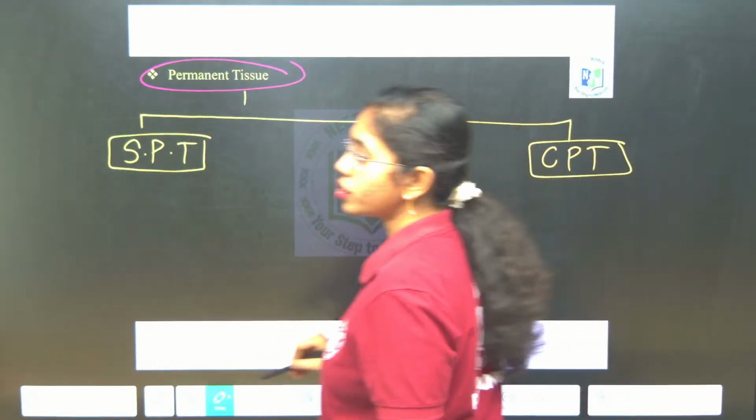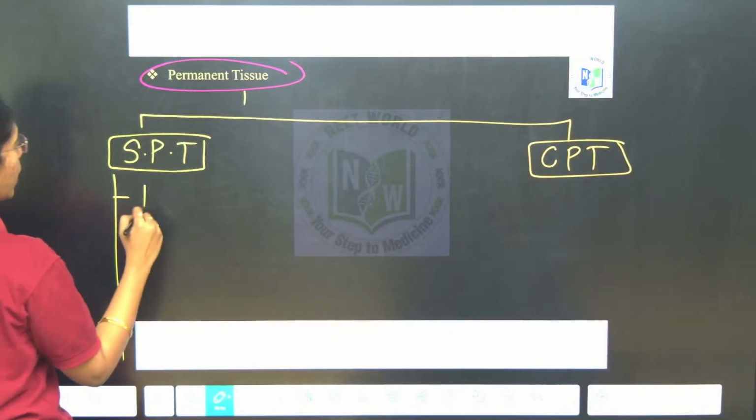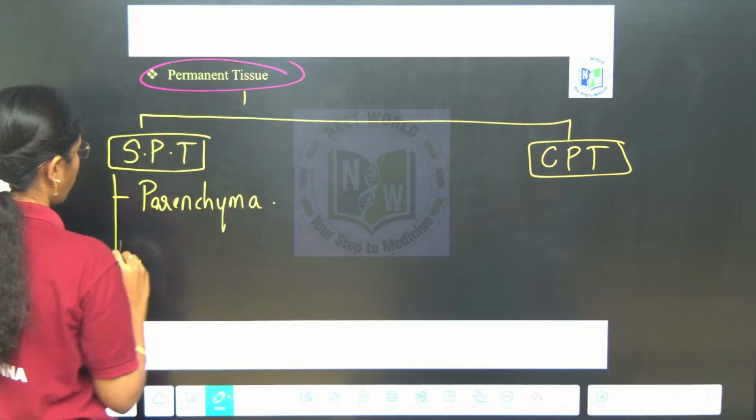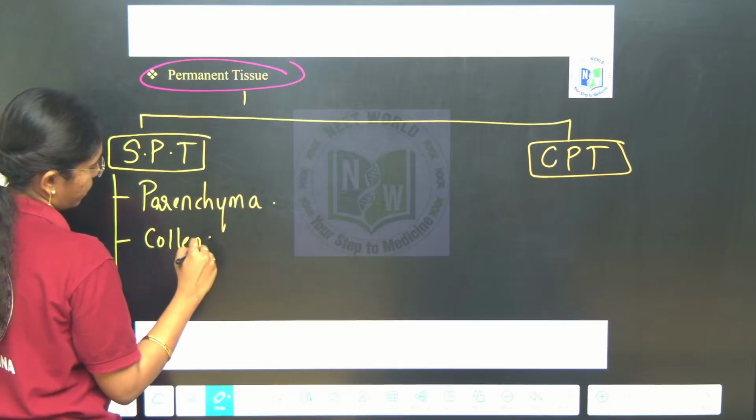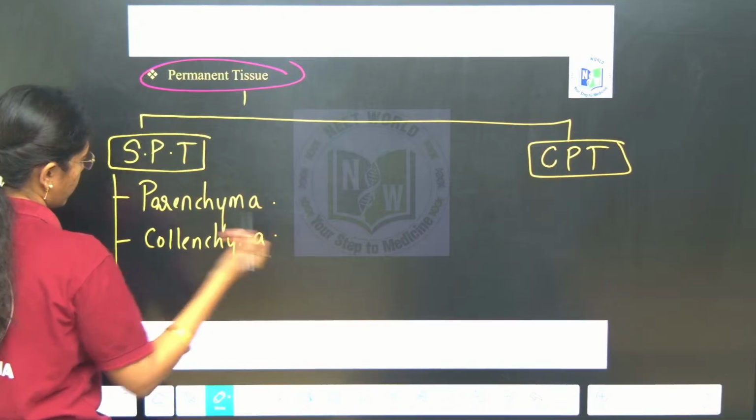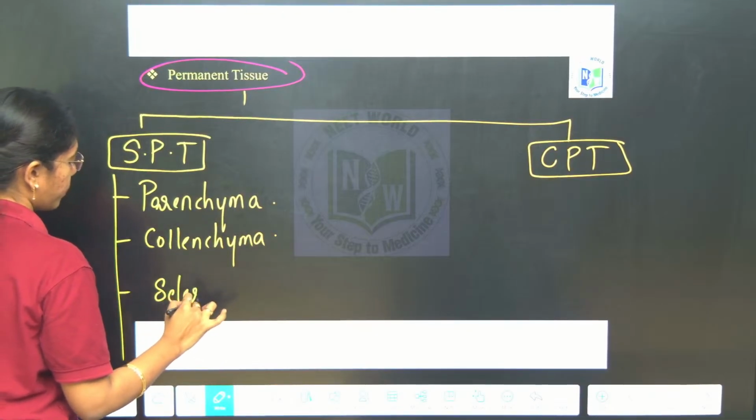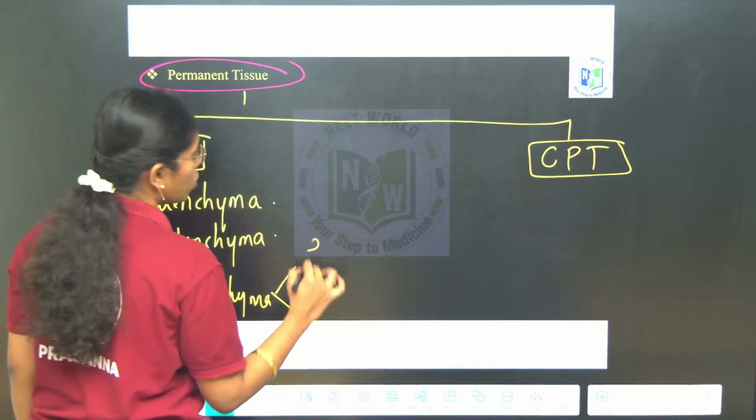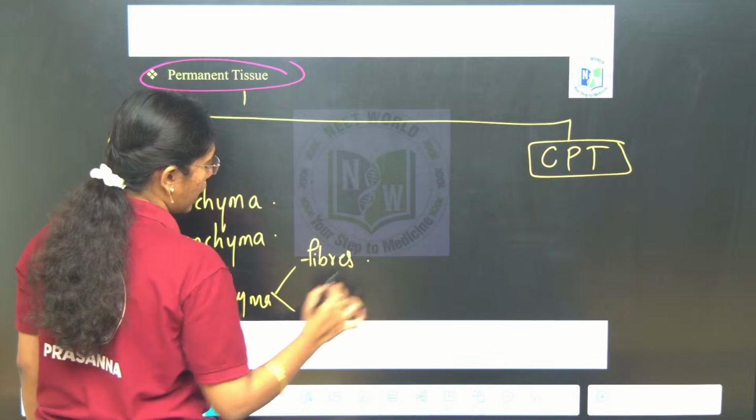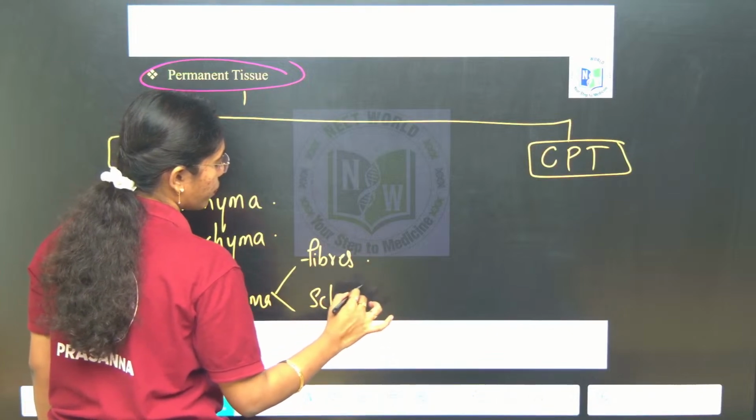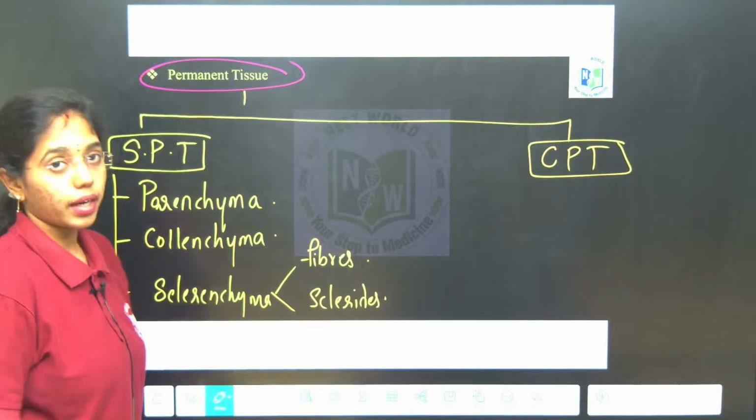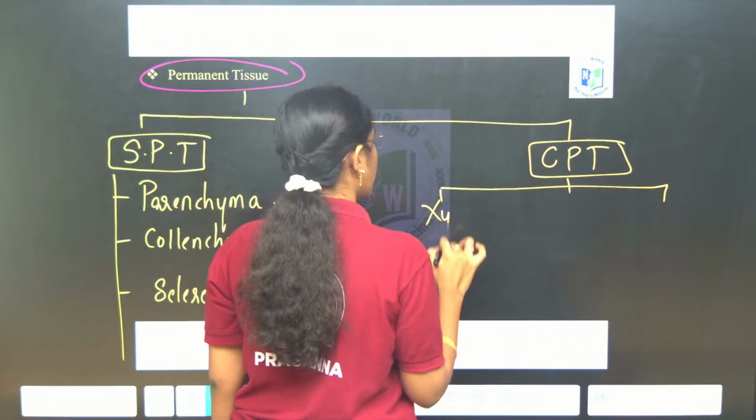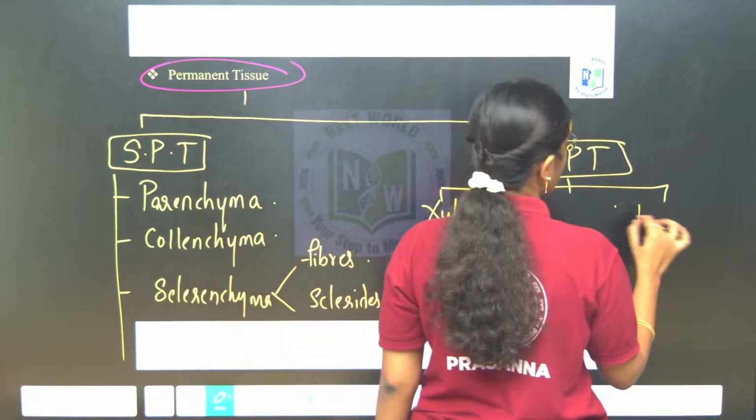Simple permanent tissues include what? Parenchyma, collenchyma and sclerenchyma. We will learn two tissues under sclerenchyma: those are fibers and sclereids. Fine, right? Complex permanent tissues, two complex permanent tissues we are going to learn. One is xylem and the second one is phloem.